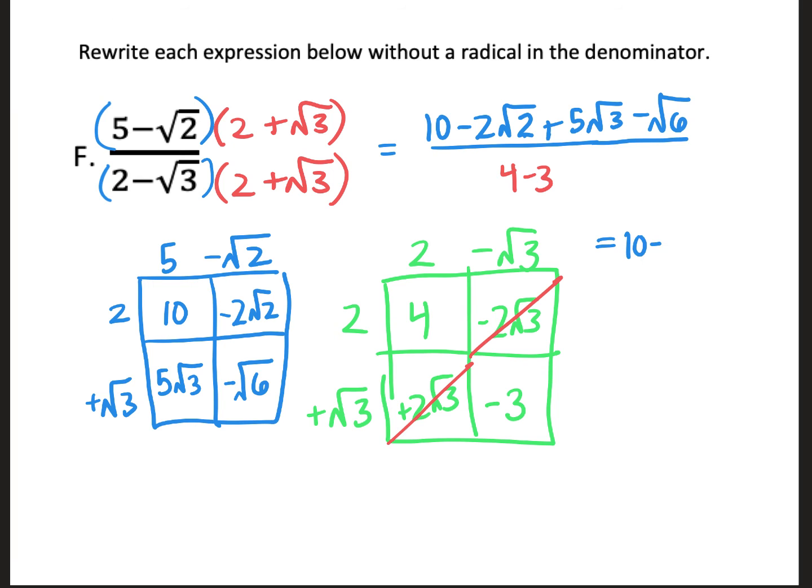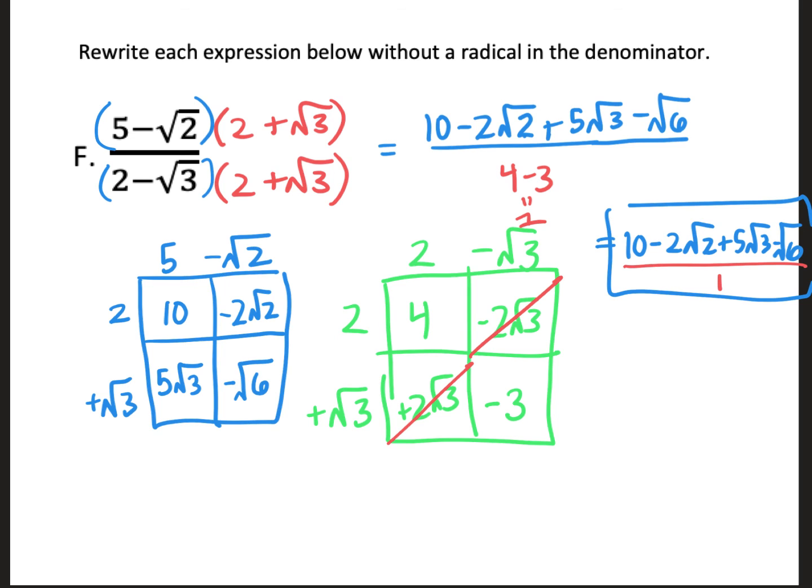So we have 10 minus 2 root 2 plus 5 root 3. Oh my gosh, can I fit it in? Minus the square root of 6. And this would be your final answer. Again, I'm not going to have a denominator because technically this bottom part is equal to 1. So if you left it divided by 1 down there, that's fine too, but you definitely don't have to.